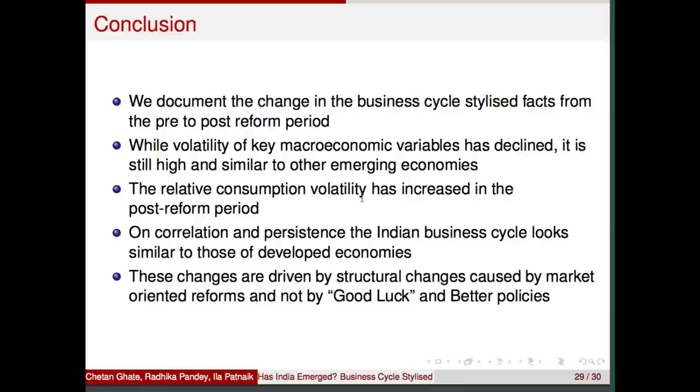Also, we find evidence to support that these changes are not driven by the good luck hypothesis or by better policies. In fact, these are driven by the changes in structural transformation due to better market-oriented reforms.